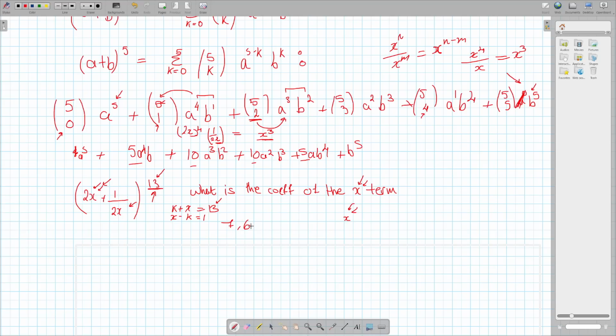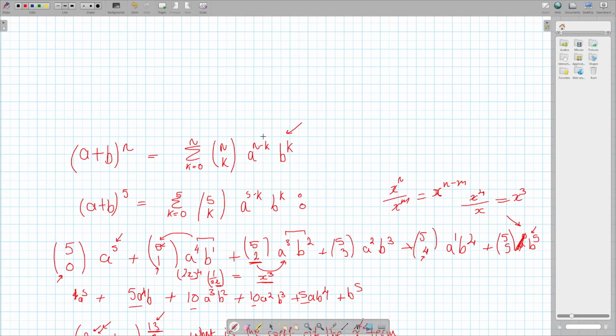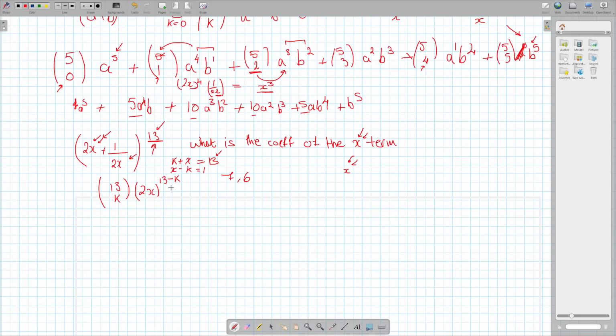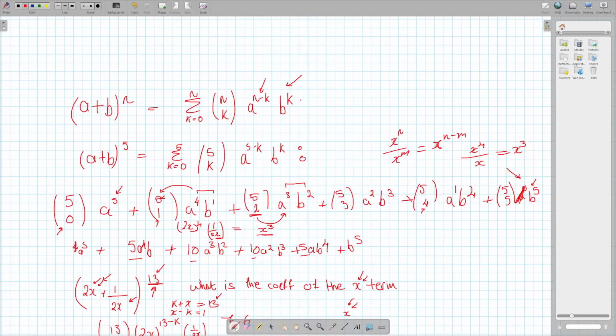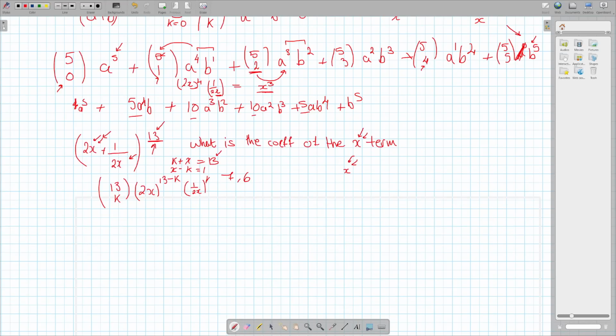7 and 6. Okay. Walid, we know it's going to be 13 choose k, right? 2x to the power of whatever. We know it's n minus k, so 13 minus k. Remember the rule, it's over here, a to the power of n minus k, so 13 minus k, right? Times 1 over 2x to the power of, what's b to the power of? k. Now we know what the numbers are, 7 and 6, right?